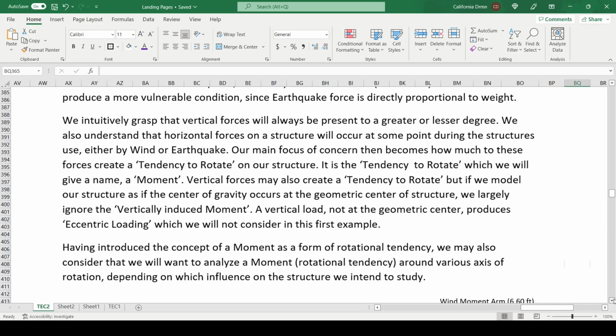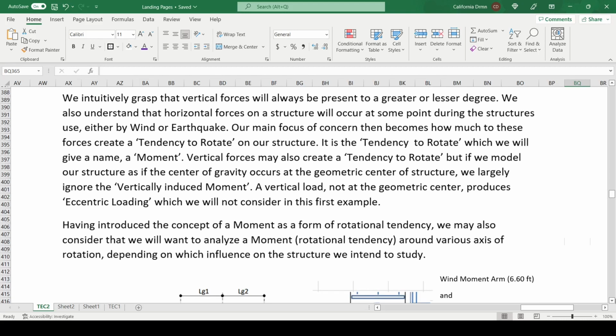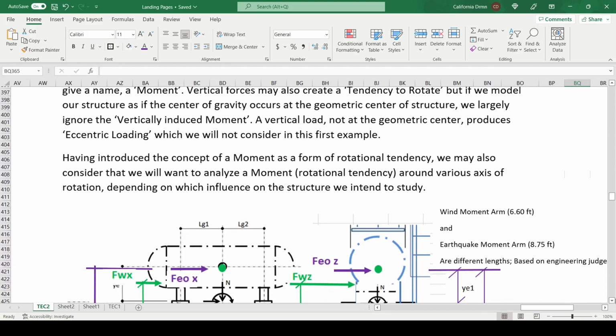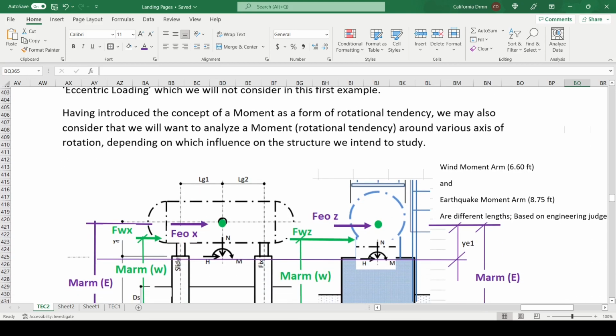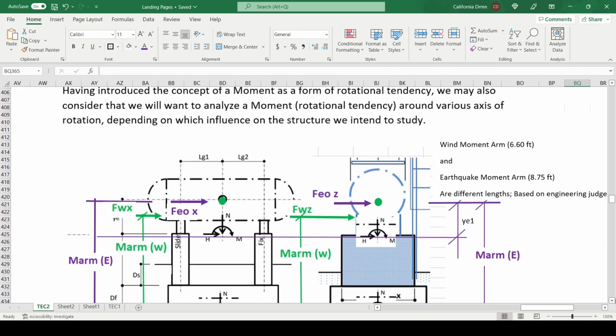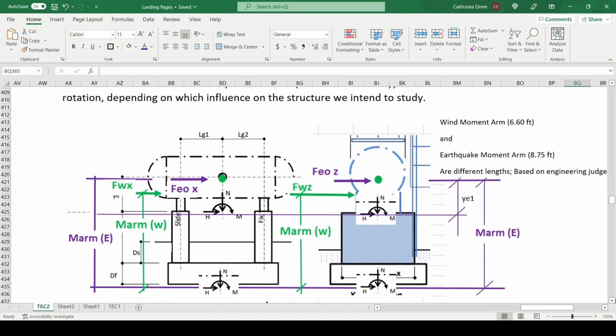Vertical forces may also create a tendency to rotate, but if we model our structure as if the center of gravity occurs at the geometric center of structure, we largely ignore the vertically induced moment. A vertical load, not at the geometric center, produces eccentric loading which we will not consider in this first example. Having introduced the concept of a moment as a form of rotational tendency, we may also consider that we will want to analyze a moment, rotational tendency, around various axes of rotation, depending on which influence on the structure we intend to study.